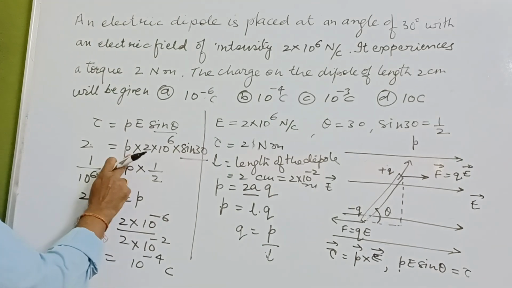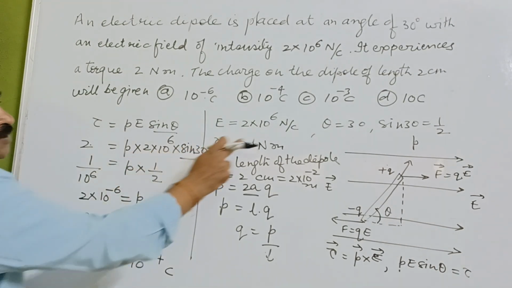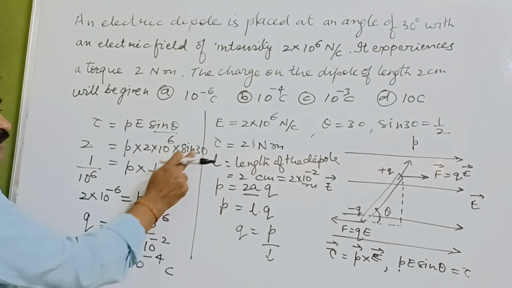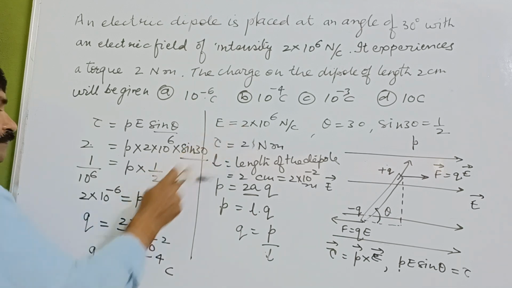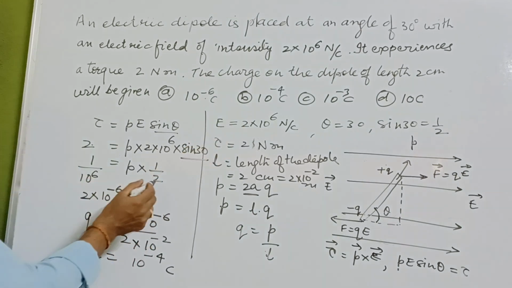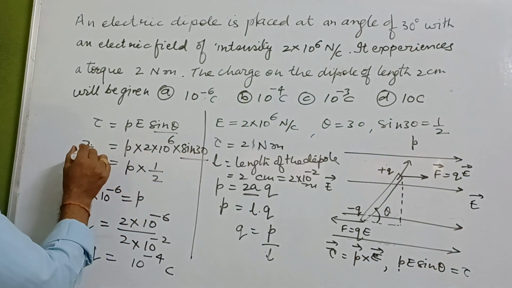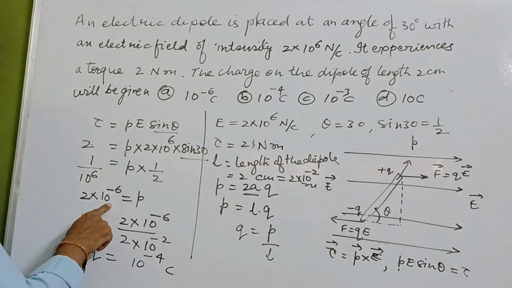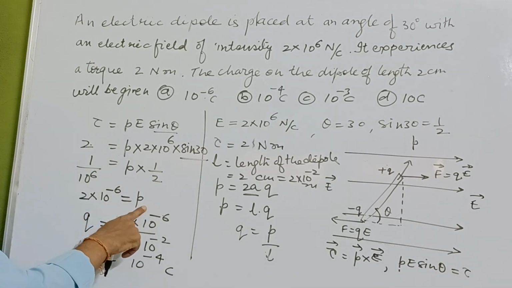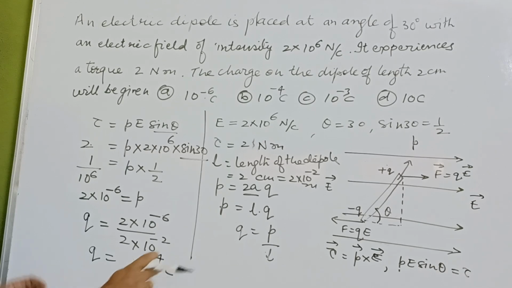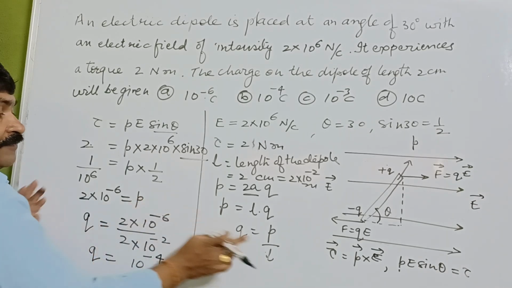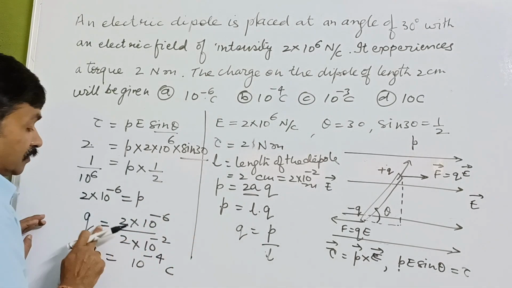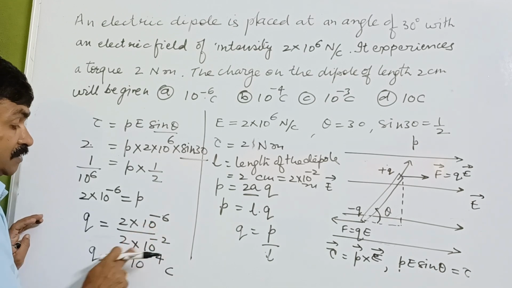Torque is 2 Newton meter, E is 2 × 10^6 Newton per coulomb, as given to us, and sin 30 is 1 by 2. If we calculate 2 by 2, it is 2 × 10^-6. That is the dipole moment which we are getting. Once we have got the dipole moment, we can substitute it. We have got this 2 × 10^-6.